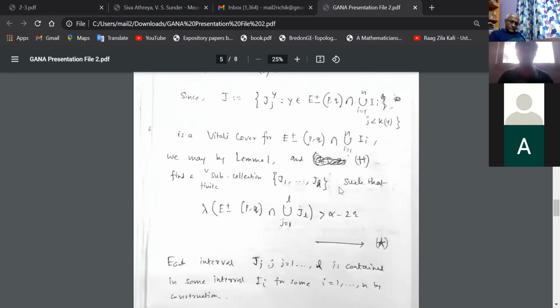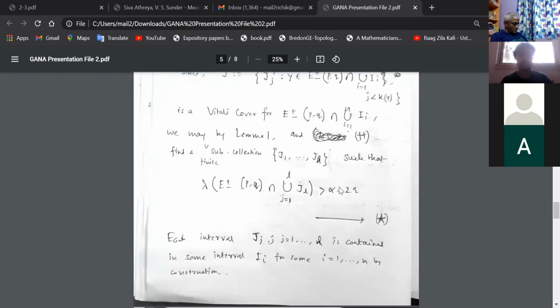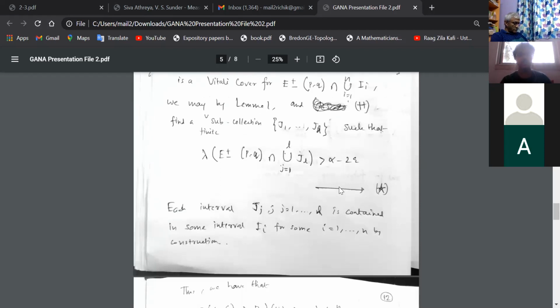Now, since this cover, the collection of J such that J belongs to J of y, such that y belongs to E plus minus pq intersection I running from 1 to n, I such that J less than k(y), like the last construction we did for the d minus fx less than epsilon p case. So now, by a similar argument we used last time, we can show that this is a Vitali cover for E plus minus pq intersection I running from 1 to n of I.